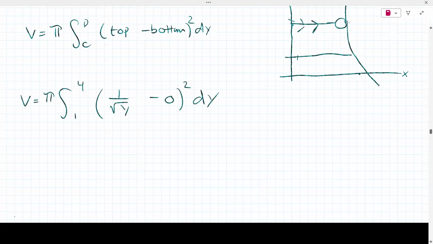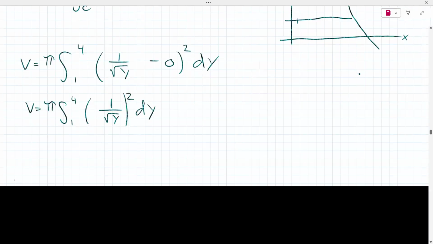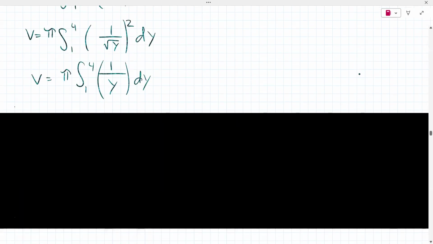So this is really square this. This is going to be 1 over the square root of y, squared, dy. And it's going to be volume equals pi integral from 1 to 4 of 1 over y dy. So what's the integration of 1 over y?